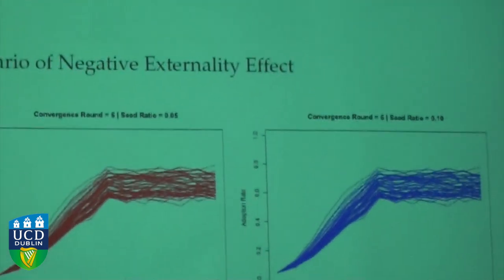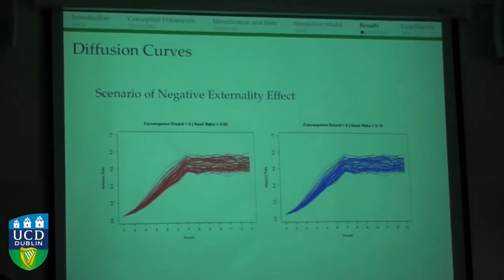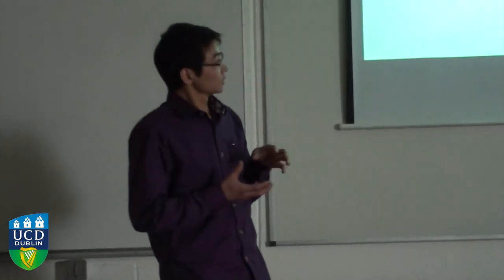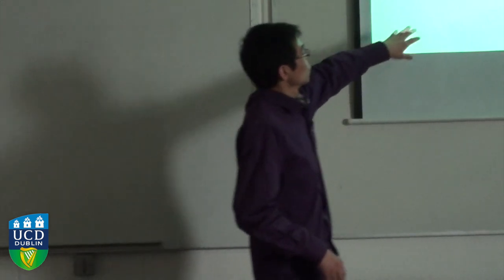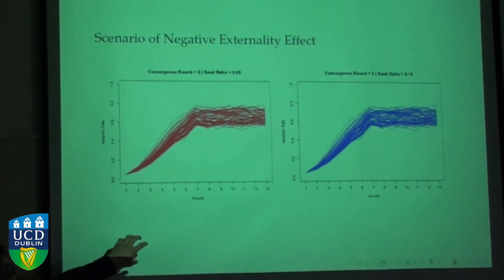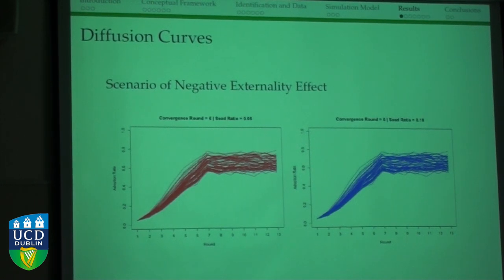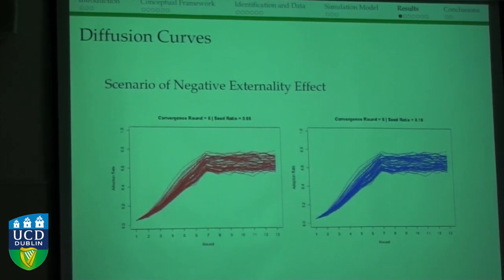And this is the result for the negative externality effect. Remember, in our system, we simulated both the negative externality effect and the positive externality effect. In previous studies, people only consider the positive effect and ignore the negative effect. So when we include the negative externality effect, we find a fluctuating diffusion curve, which indicates that there are two effects competing with each other in the system.